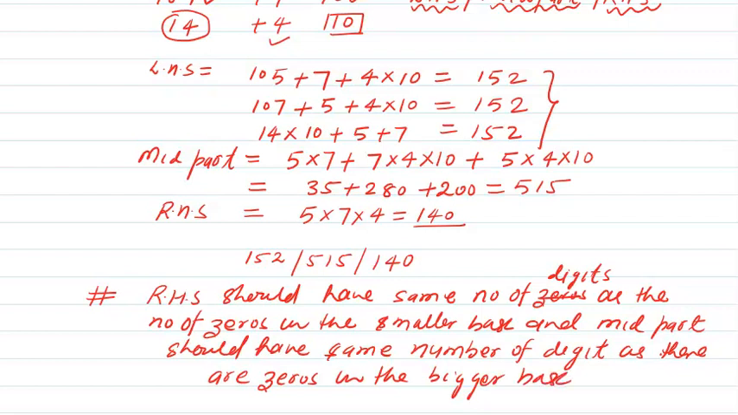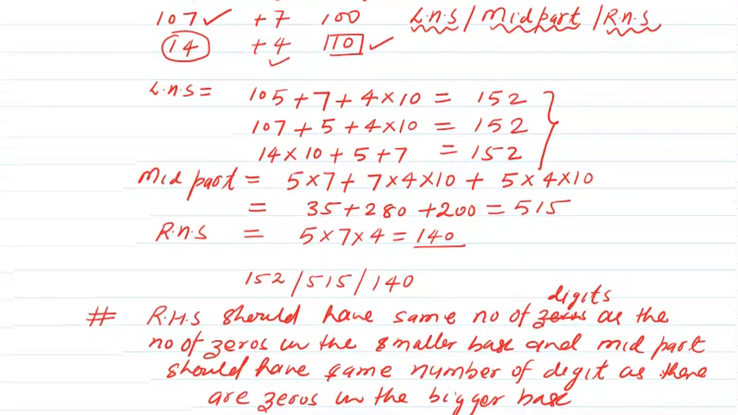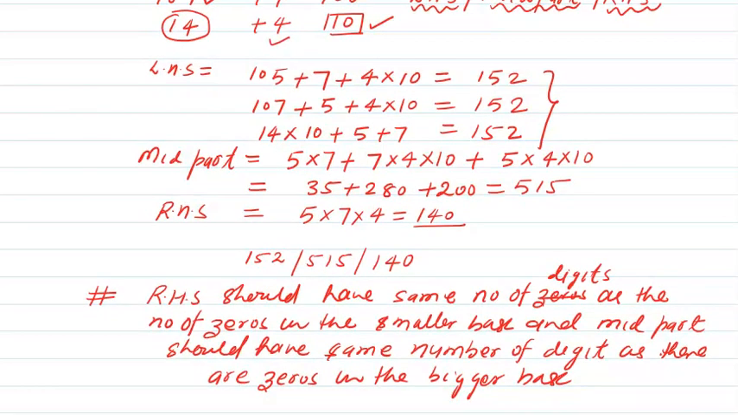So now, ladies and gentlemen, I hope you have seen that in this particular problem, the bigger base was 100 and the smaller base is 10. I write it here. The smaller base is 10 and the bigger base is 100. So in the smaller base, we have just one zero, and in the bigger base we have two zeros. So in this case, what will the answer look like?